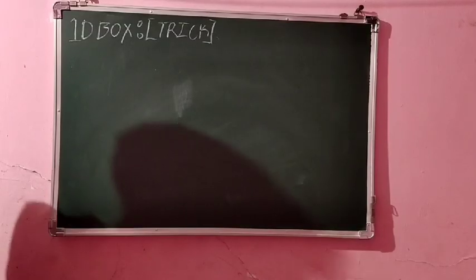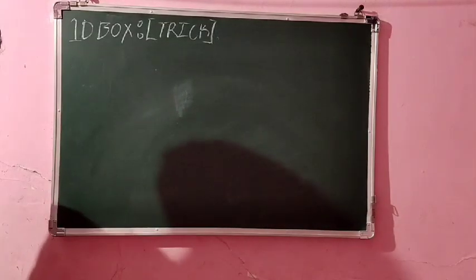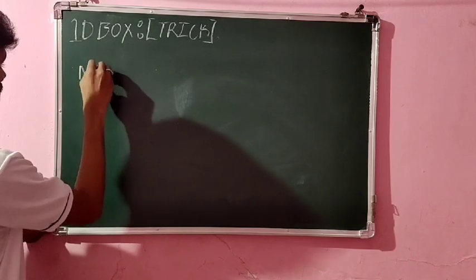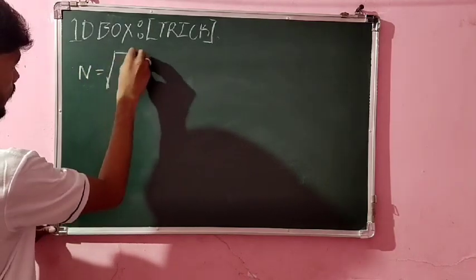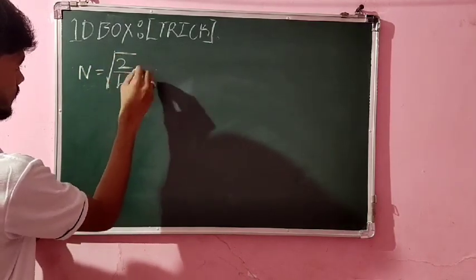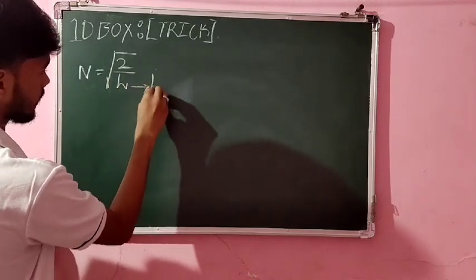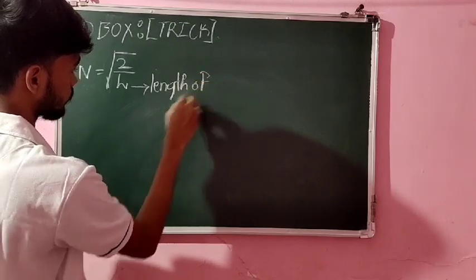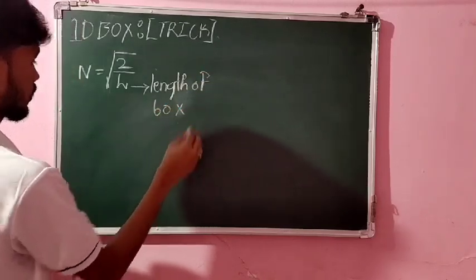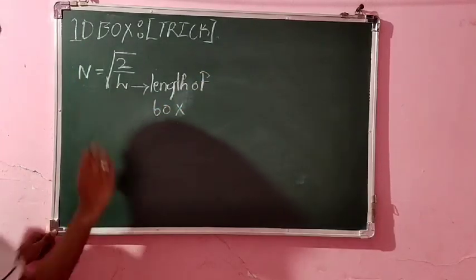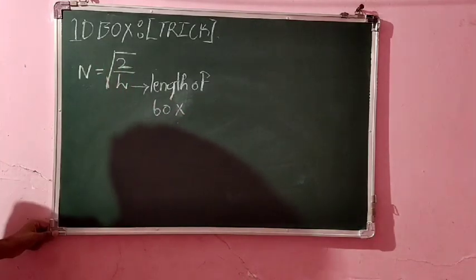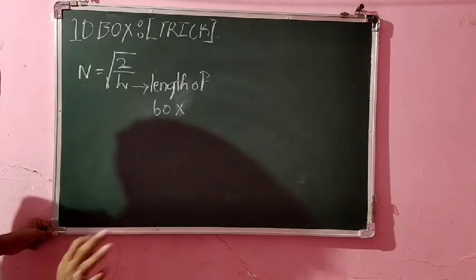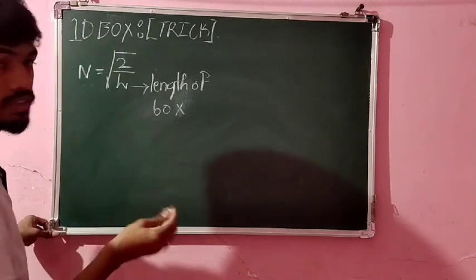Whenever you are given a 1D box and you have to find the normalization constant, the trick is that N equals under root 2 by L, where L is nothing but the length of the box. Whatever may be the length, just substitute it in under root 2 by L. That will be your normalization constant for a 1D box. So this is a trick. There is no need of doing the integration and finding the constant; it's simply a waste of time.